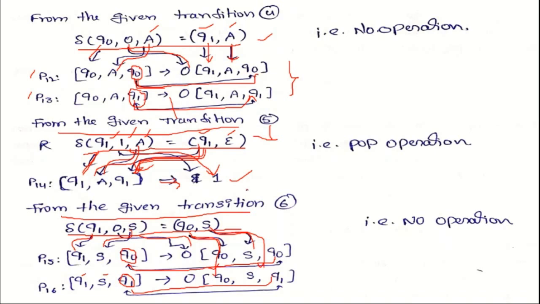So all transitions are completed. These are the production rules for the given PDA to CFG. Whenever we convert from PDA to CFG, these are all the possible production rules, 16 production rules from the given PDA to its equivalent CFG. So this is the process of conversion from pushdown automata to context free grammar.